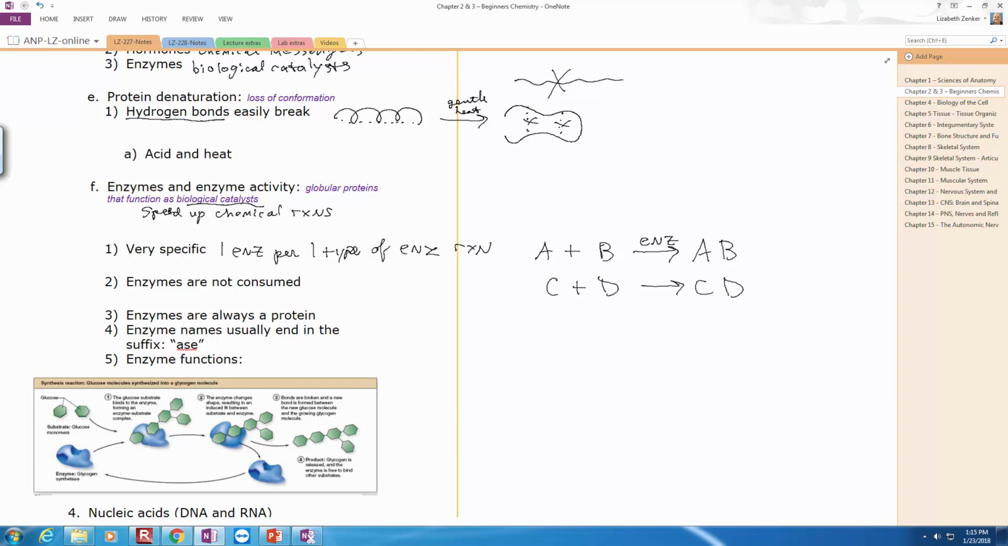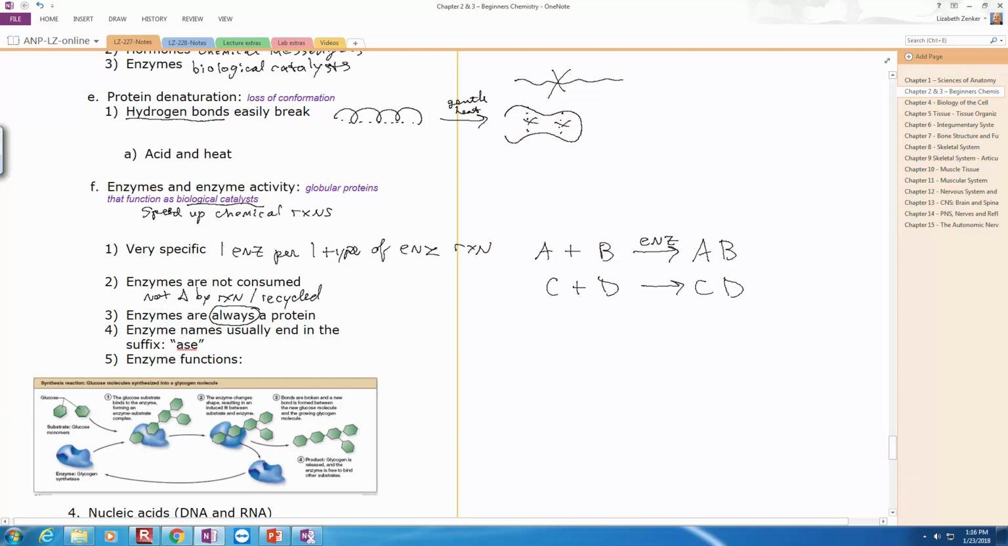It's very specific. Enzymes are not consumed, so they're not changed by the reaction that they work on. They're just recycled. Okay. Enzymes are always a protein. And that's why we said if you got a fever too high or something like that, and it was way too high and it actually starts breaking not the hydrogen bonds but the actual other bonds of this protein, that's your enzyme, and now you have no enzyme to make the reaction work, you are SOL.